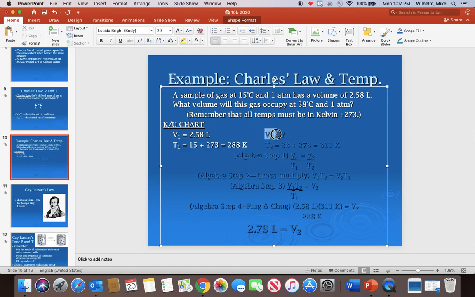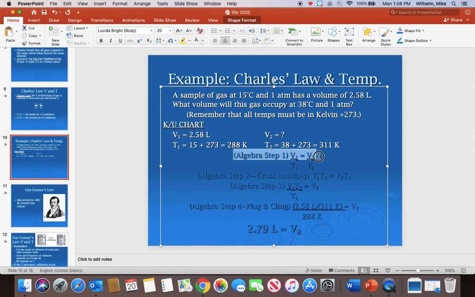What volume? So there's the unknown. V2 is our unknown. Will this gas occupy at 38? I can't use 38. I've got to convert that to Kelvin. So 38 plus 273 is 311. So there's my KU chart. I have 3 out of the 4 variables. I'm solving for the unknown, in this case, V2.